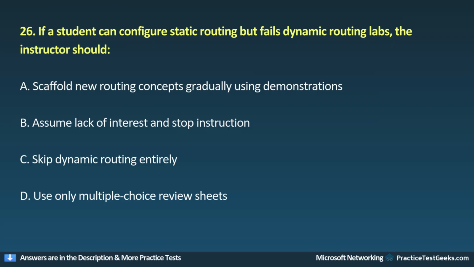26. If a student can configure static routing but fails dynamic routing labs, the instructor should A. Scaffold new routing concepts gradually using demonstrations. B. Assume lack of interest and stop instruction. C. Skip dynamic routing entirely. D. Use only multiple choice review sheets.